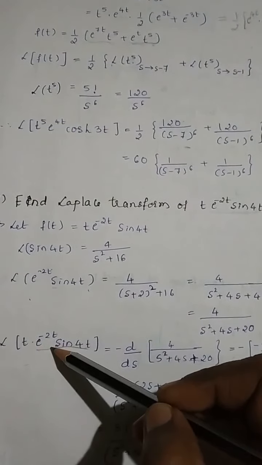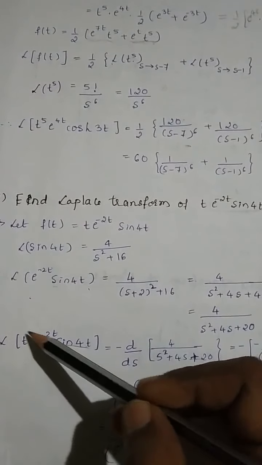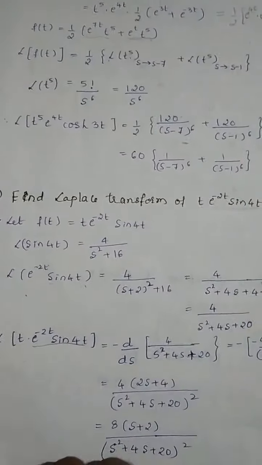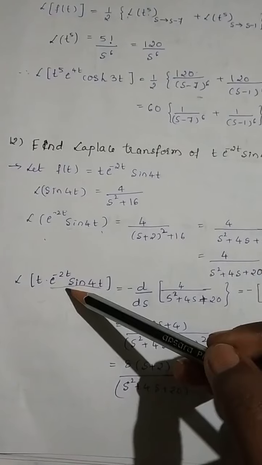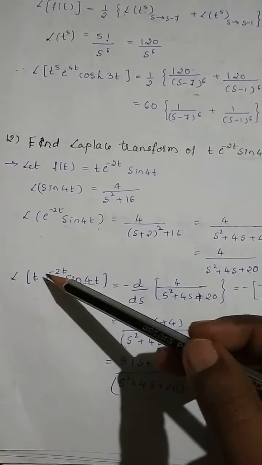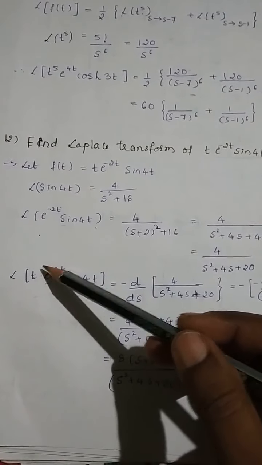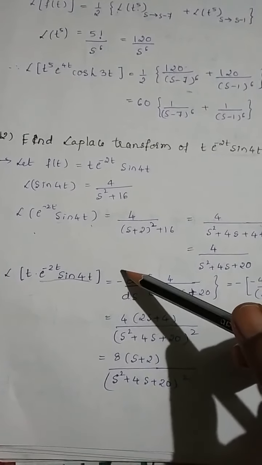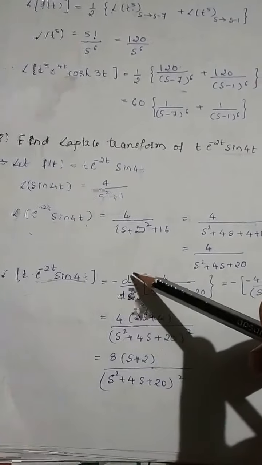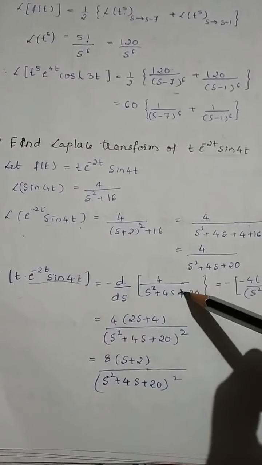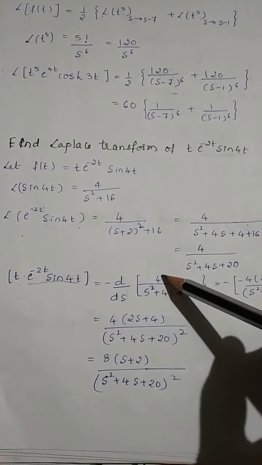T into this term means t raised to n into f of t. This is like t raised to n into f of t, which means we need to differentiate n times. Here n is equal to 1, that is minus 1 raised to 1, that is minus 1. We need to differentiate once: d by ds of 4 upon s square plus 4s plus 20.